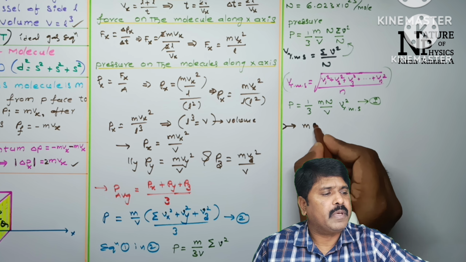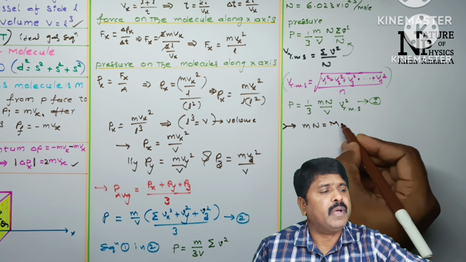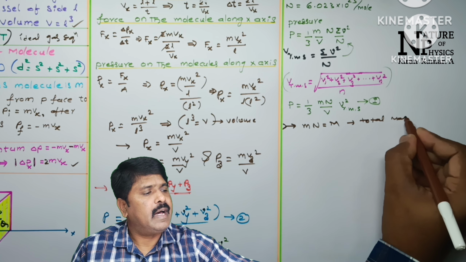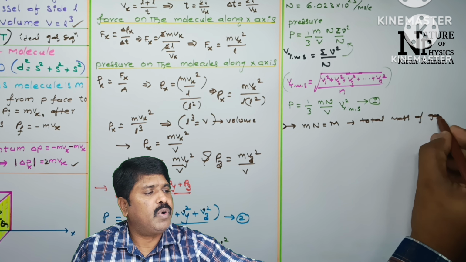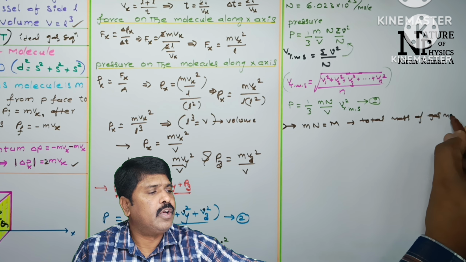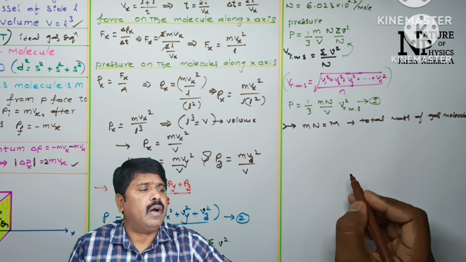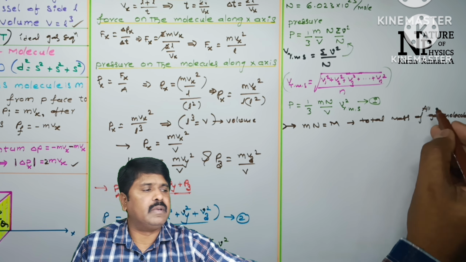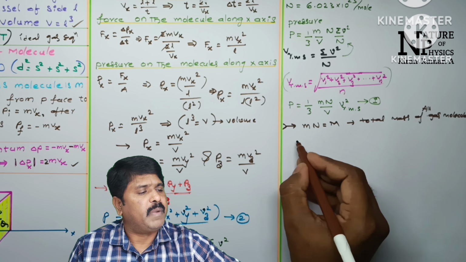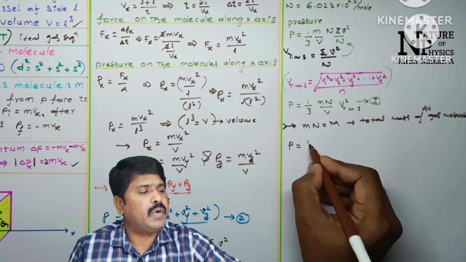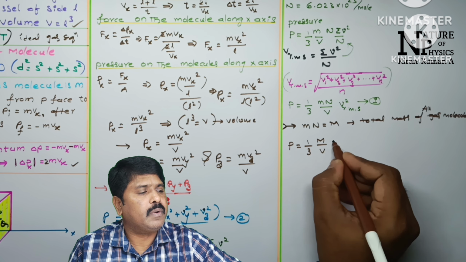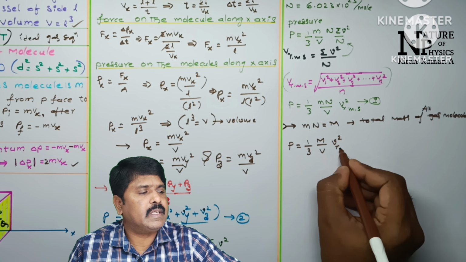See student, now continuing, VRMS square, and one more step I want you to write, that is small m into capital N, which gives capital M. Capital M is the total mass of all gas molecules. Okay student, and replacing that we will get P which is equal to 1 by 3, capital M divided by V into V square RMS.